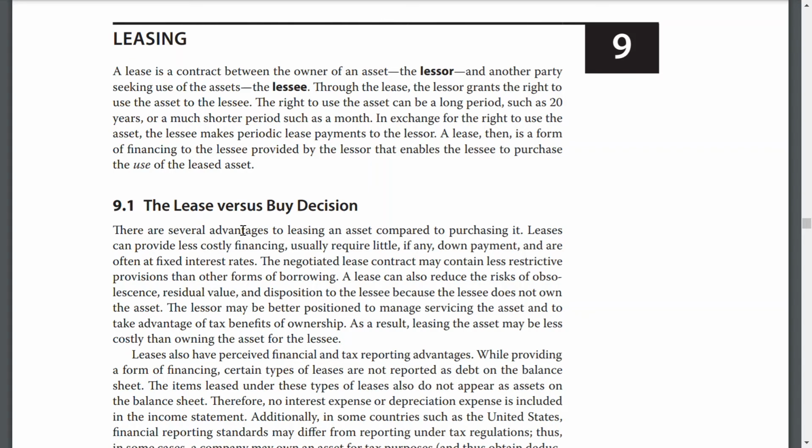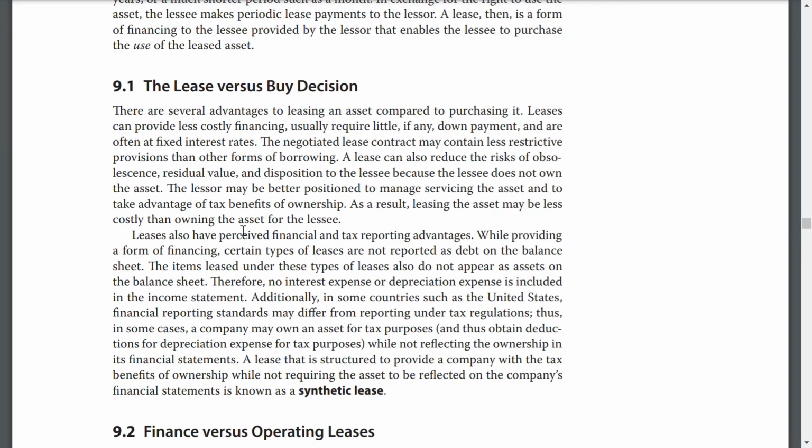The lease versus buy decision. There are several advantages to leasing an asset compared to purchasing it. Leases can provide less costly financing, usually require little, if any, down payment, and are often at fixed interest rates. The negotiated lease contract may contain less restrictive provisions than other forms of borrowing. A lease can also reduce the risk of obsolescence, residual value, and disposition for the lessee.